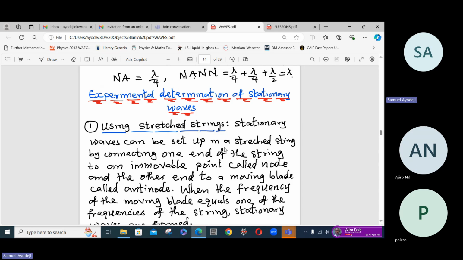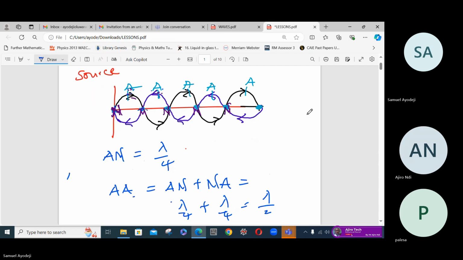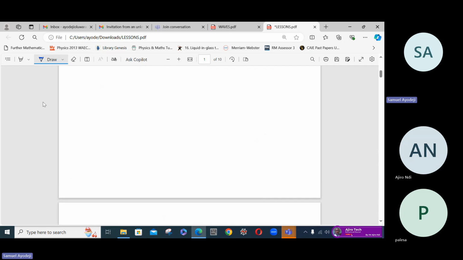Using what is called a stretched string, you have a string pegged at one end. So you have a string in this form. You peg it at one end here, and you move it either up and down, or in and out like this, to compress and extend. So you are generating waves. That's called the spring.